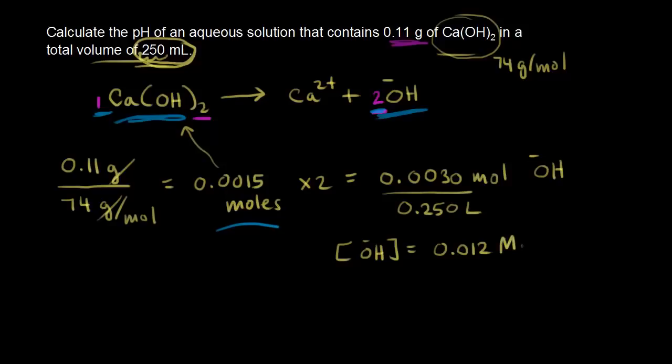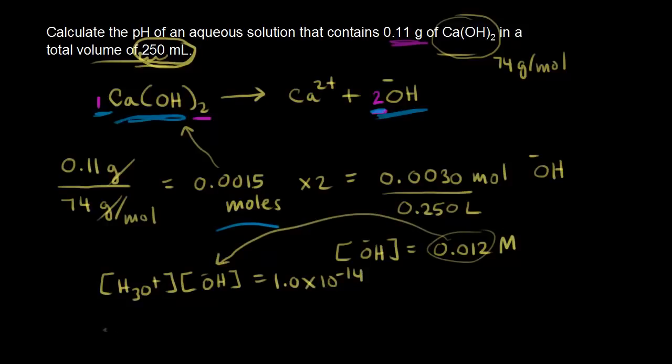Now that you have the concentration of hydroxide ions in solution, you can find the pH using one of the two ways that we talked about above. Right, so you could go for this equation. Hydronium ion concentration times hydroxide ion concentration is equal to 1.0 times 10 to the negative 14. And you could take this and plug it into here. So you get X times 0.012 is equal to 1.0 times 10 to the negative 14.